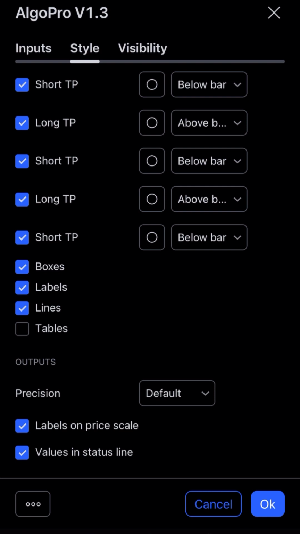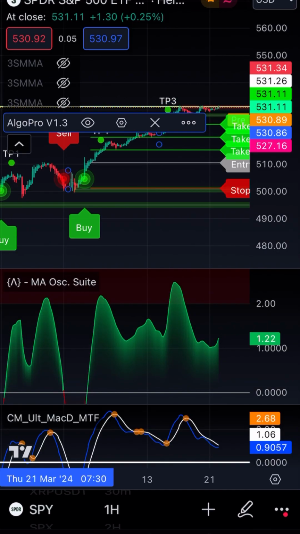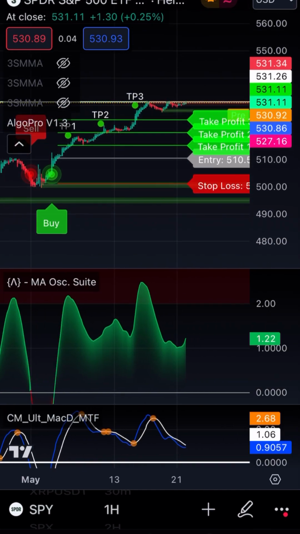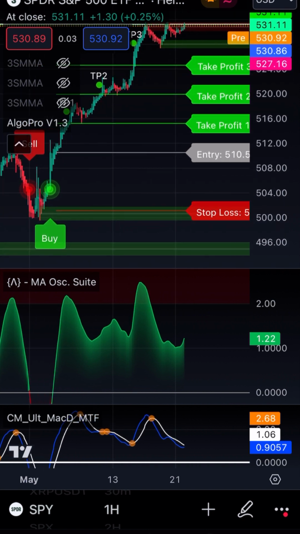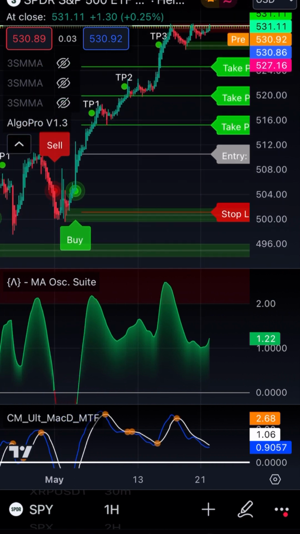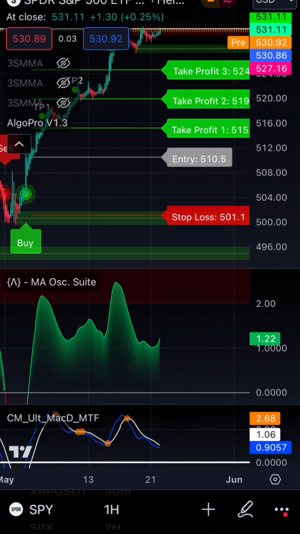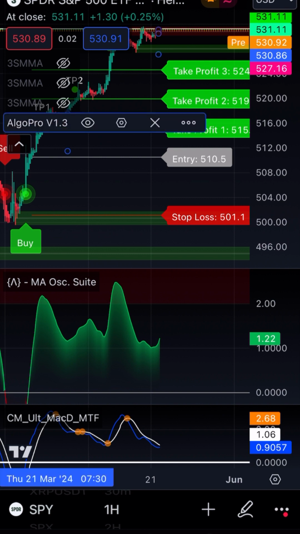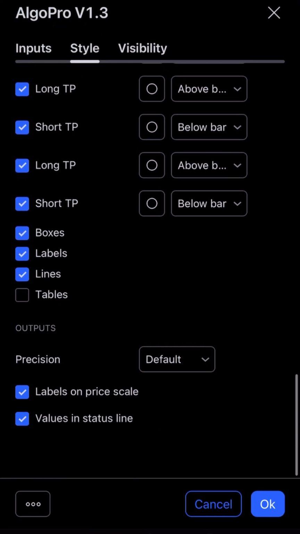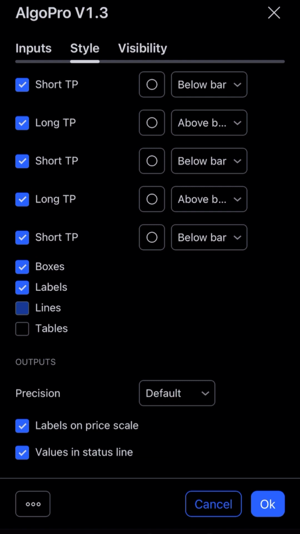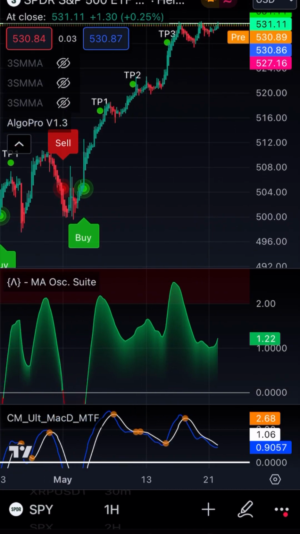But I'm going to check off all this, and we'll look at it. Now without that table there, it gives you some good support and resistance points. But what I think everybody wanted me to look at was this: let's get rid of the lines and the labels, get rid of all that and see what we can find.